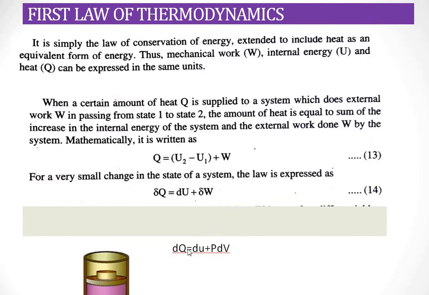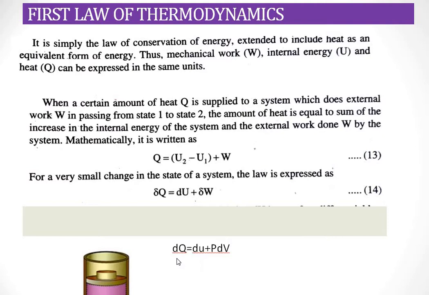To keep the temperature of the system constant, heat may be absorbed or rejected by the system. One thing is clear: in an isothermal process, the temperature is always constant. So what is dU? dU is measured as the change in temperature. If there is no change in temperature, dU is equal to 0. So in the case of an isothermal process, dU is equal to 0.